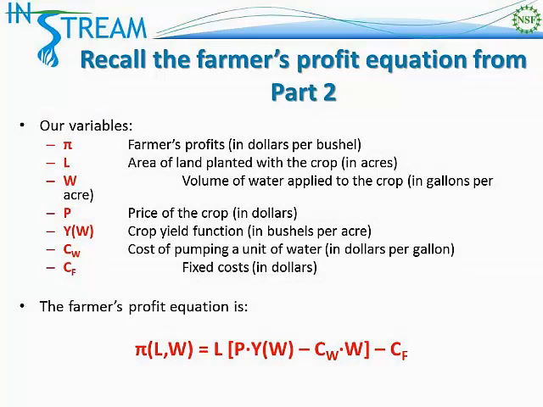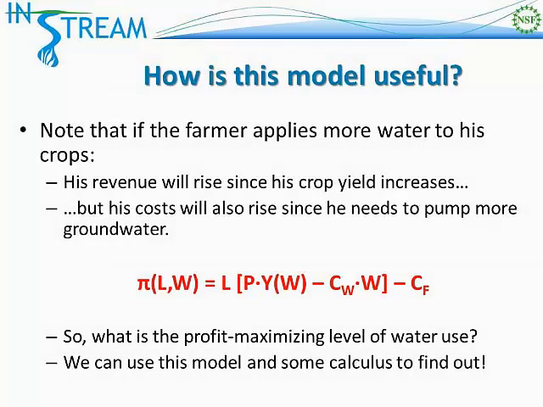So remember from the previous part that we simplified a farmer's production decision in the real world by making some assumptions. In particular, we made some assumptions about the factors that go into a farmer's production decision. We took those factors and gave them variable names. And then we used the fact that profits equal revenue minus costs in order to come up with the farmer's profit equation. Now, we have this profit equation, and the question is, how is this equation going to be useful to us as a model?